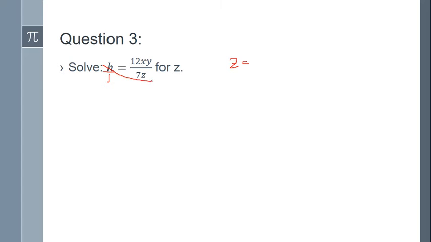So I could multiply these two together, h times 7z. I would write that out, and I would have h times 7z, and I draw my z's with little lines through them so they don't get confused with 2's. And that would be equal to 1 times all of this, 12xy, which would just be 12xy.